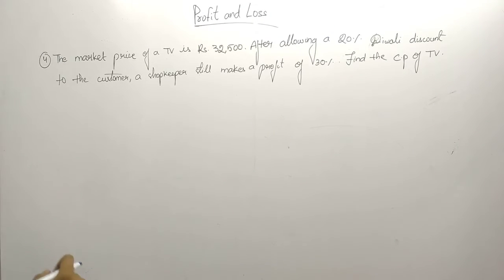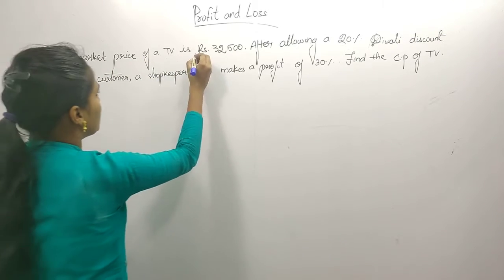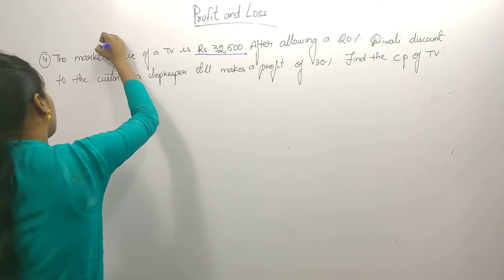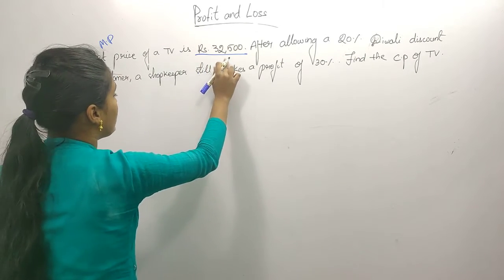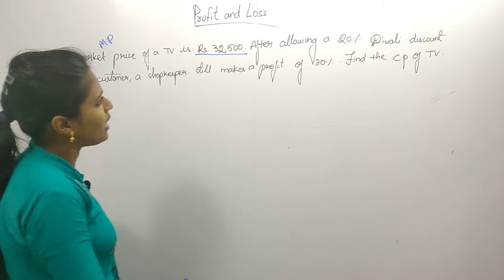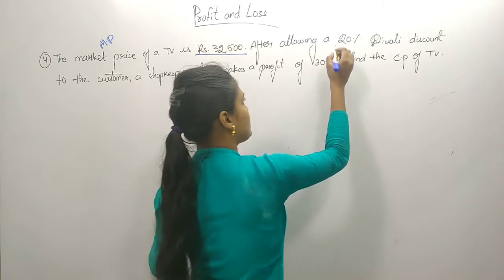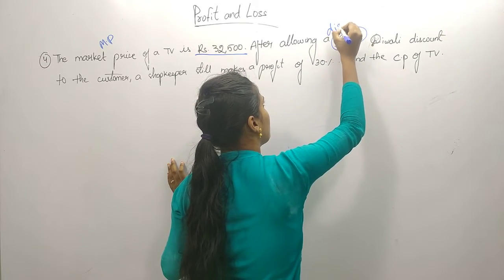Okay, what is the next question given here? The market price of a TV is this much. Market price means MP. Market price of the TV is already directly given in the question. After allowing a discount, 20% is also given here. How much discount? Discount is 20%.